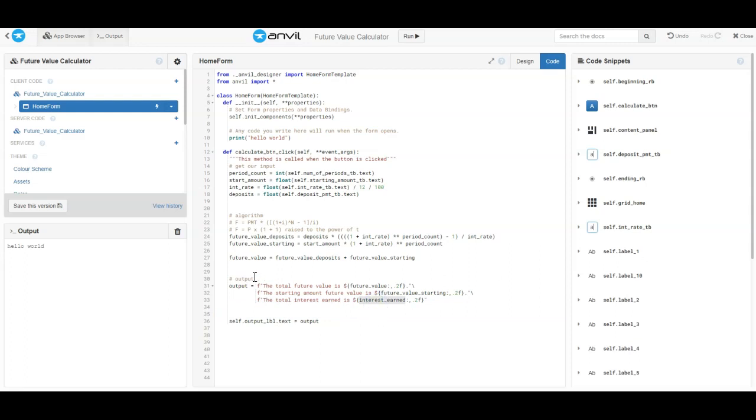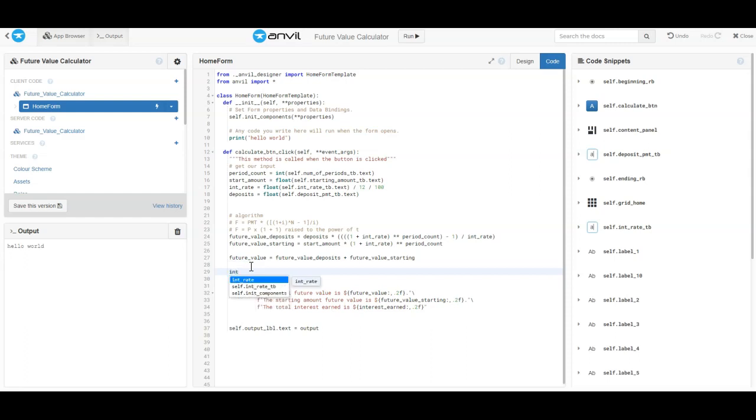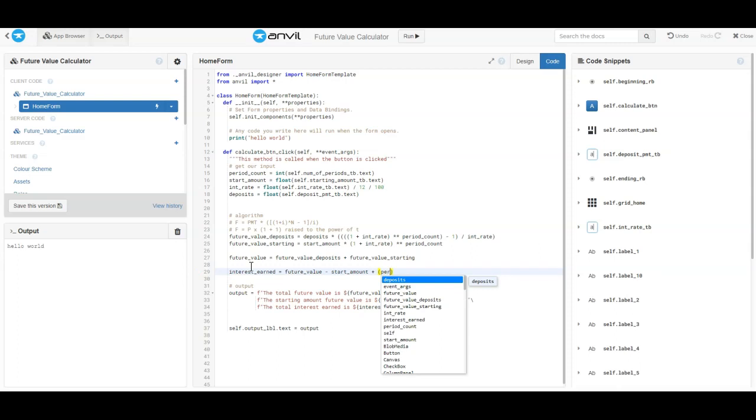So basically interest earned is going to be everything that was not put in and started. So interest earned is equal to the future value minus our starting amount, or we can actually say plus the period count times the deposits. So we'll take all of this added together and subtract it from the future value. So this comes up with how much we deposited total, and this is our starting amount. We'll take it from the future value, and it'll give us this interest earned. So we'll put that down here, and then let's just go ahead and output it.